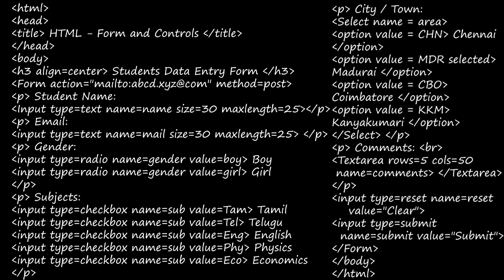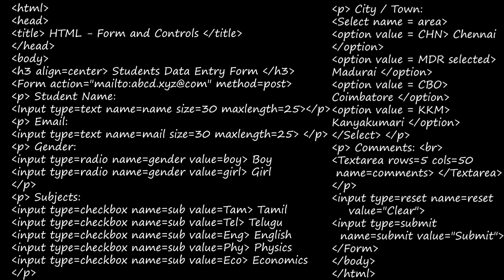And then next one is for email. Same way they have used the text box. And then gender, they have used a radio button. Input type is equal to radio, name is equal to gender, and value is equal to, you have to enter the values, and after closing the input tag you have to enter the value again, right? And then you can close the paragraph tag.